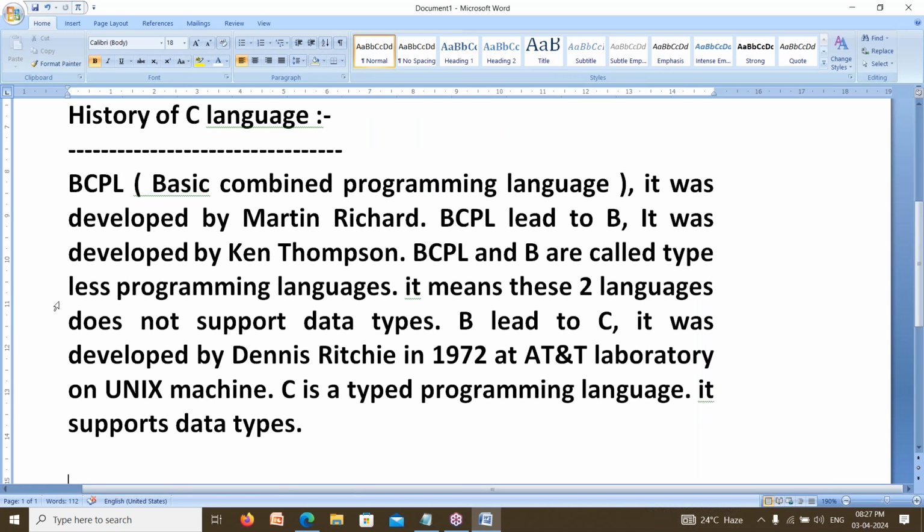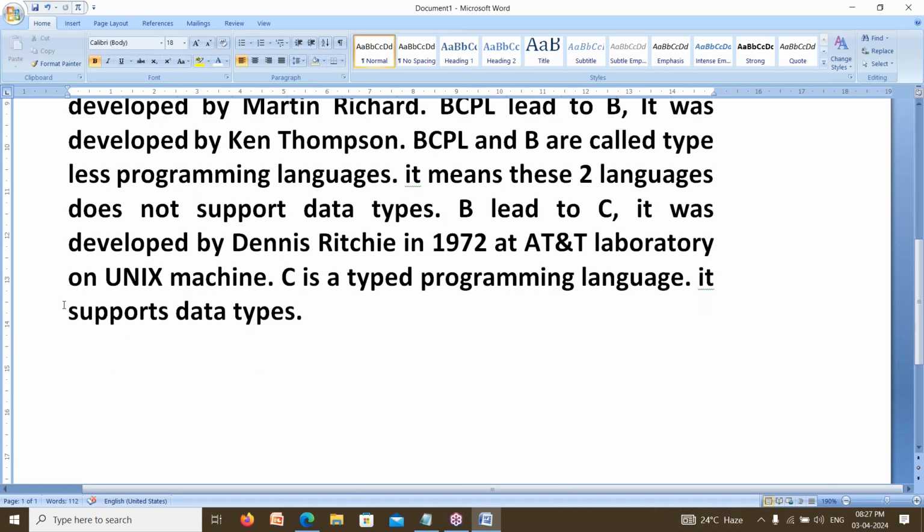Right? Go ahead. My next topic is how to write a sample C program.